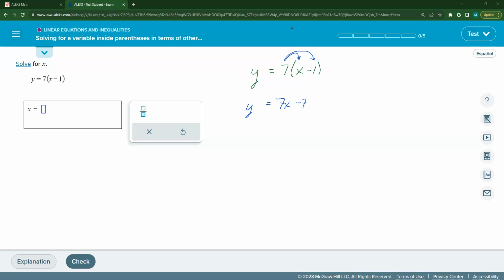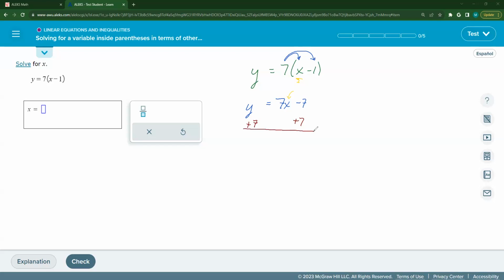I forgot to mark it. So this is what I want by itself. This is what I want to get rid of, everything that's by it. So on the side with the x that I want to get by itself, I need to get rid of anything added or subtracted first. So I'm going to add 7 to both sides.